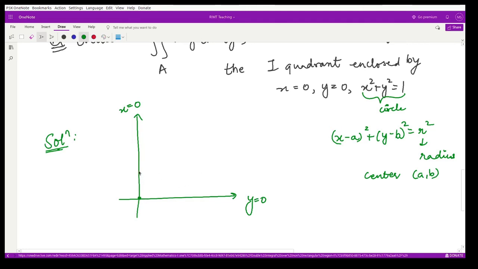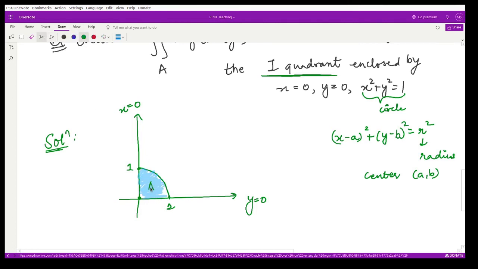So we will have a circle like this. Say this point is 1, this point is also 1. So a circle would be something like this. And we are only interested in the first quadrant, so we are not drawing the other portions. So this is our circle here. This is a region A.